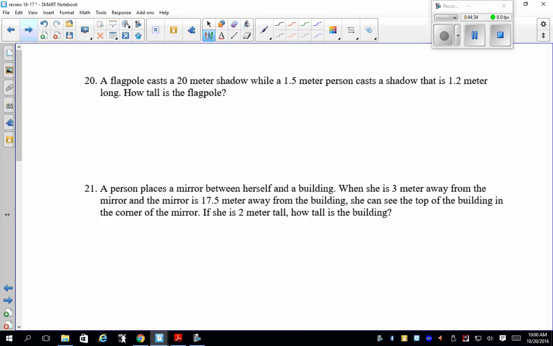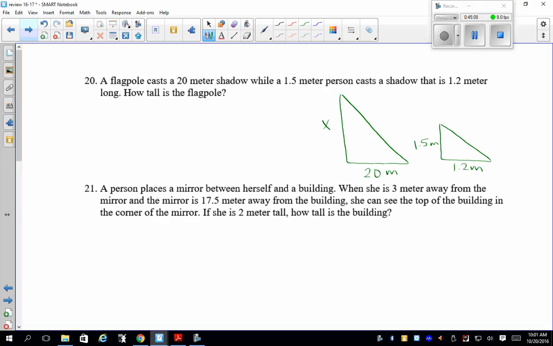Okay, number 20, a flagpole casts a 20-meter shadow, while a 1.5 meter person casts a shadow that's 1.2 meters long. How tall is the flagpole? This is the same problem, but I have a flagpole now instead of a tree. The flagpole height is what I'm looking for, so that's x, and the shadow is 20 meters. Now I have a person. The person is 1.5 meters tall, and their shadow is 1.2 meters long.